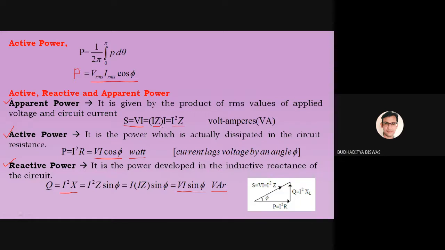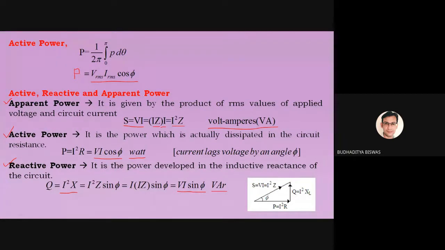So there are three formulas. According to the data given in the question, you can use VI, or you can use I square Z. And this one has the unit volt ampere. So apparent power is given by the product of the RMS values of the voltage and current, and its unit is volt ampere. So active power is in watt, reactive power in volt ampere reactive, apparent power in VA.